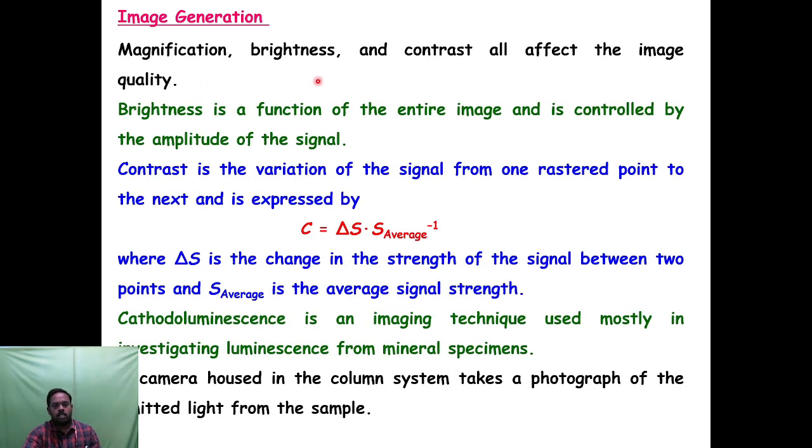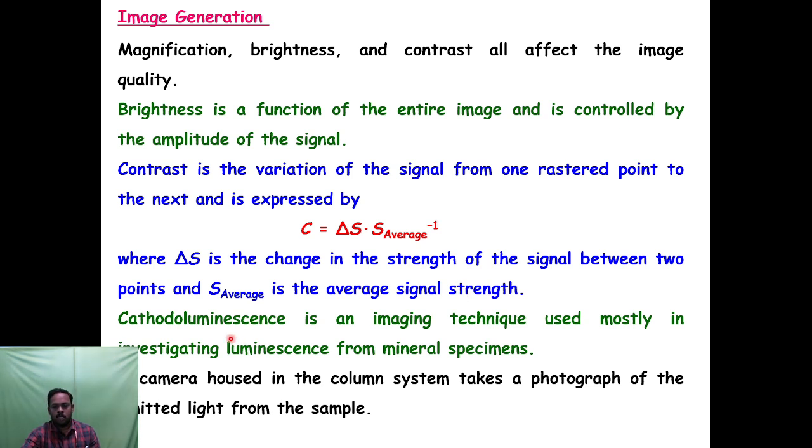So magnification, brightness and contrast all affect the image quality. Brightness is a function of the entire image that is controlled by the amplitude of the signal, and the contrast is the variation of signal from one rastered point to the other. So that contrast is equal to the change in strength of the signal between two points, inversely proportional to the average signal strength.